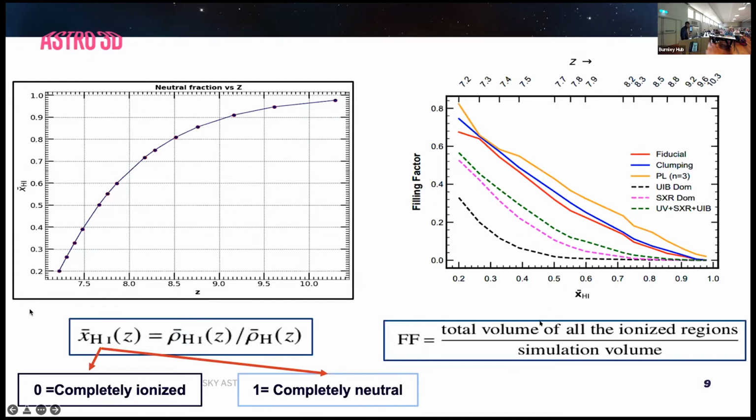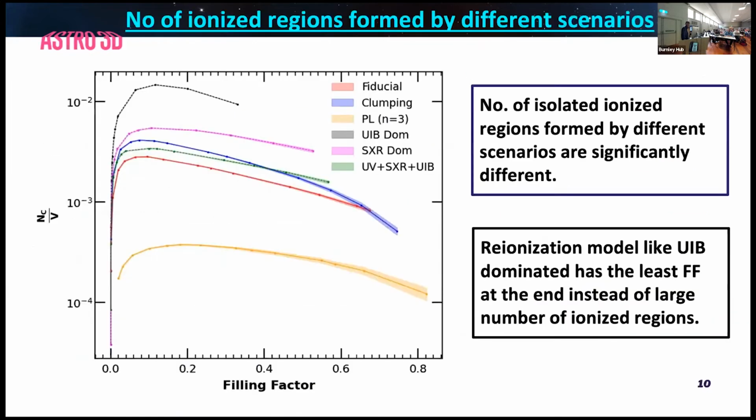And filling factor is defined in this way: if we have a simulation box, then it is the ratio of the volume of all ionized regions in my simulation box to the volume of the simulation box. So we can see here that the filling factor is increasing, and for different ionization scenarios, we have different filling factors. This shows the properties of our ionizing sources: although we have the same reionization history, the way the neutral hydrogen is being ionized is different in different ionization scenarios.